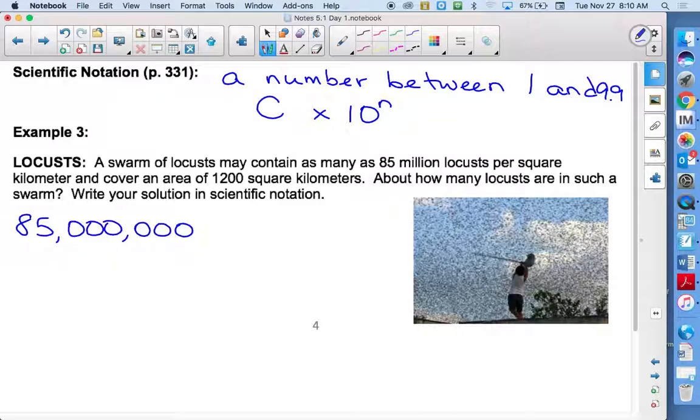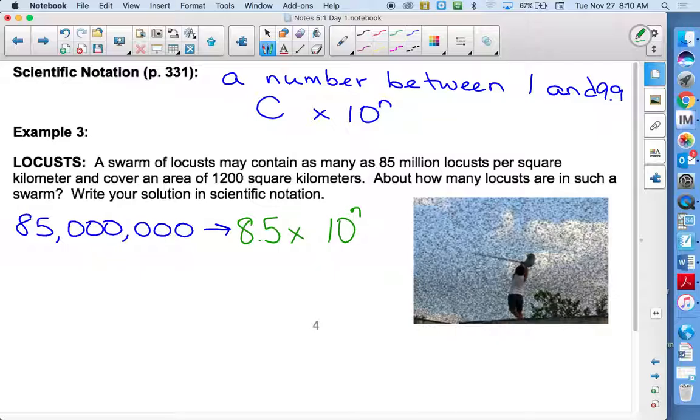It's a lot of locusts swarming around. So if we write that in scientific notation, Odette, how would that get written in scientific notation? 8.5 times 10 to the 7. Okay, so we have 8.5 times 10, and then she said to the 7th.